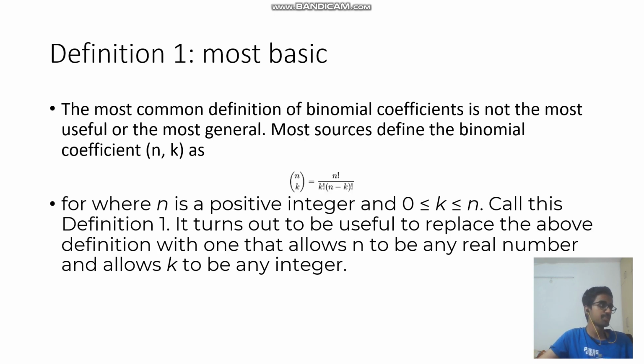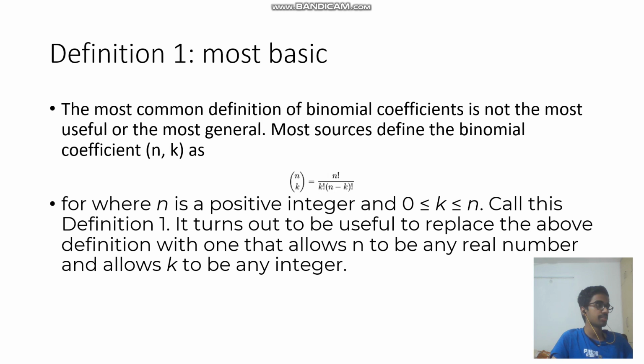Definition 1. The most basic. The most common definition of binomial coefficients is not the most useful or the most general. Most sources define the binomial coefficient (n choose k) as n factorial divided by k factorial times (n minus k) factorial, where n is a positive integer and 0 is less than or equal to k, which is less than or equal to n.